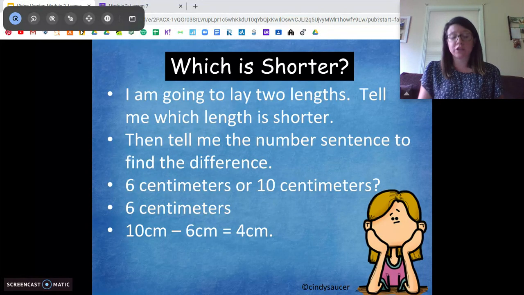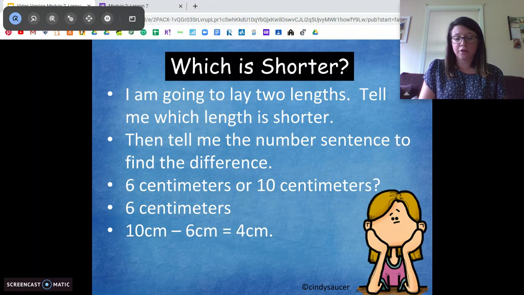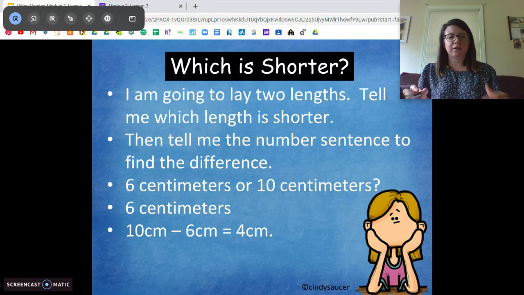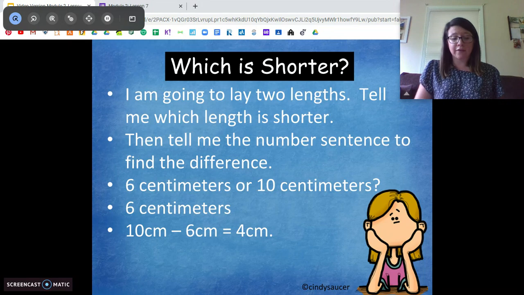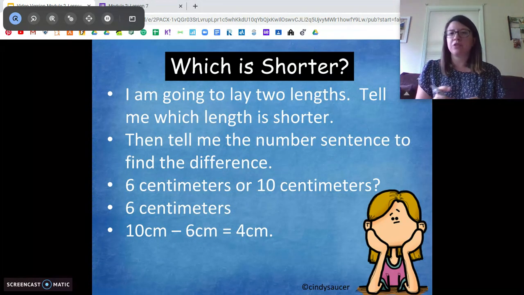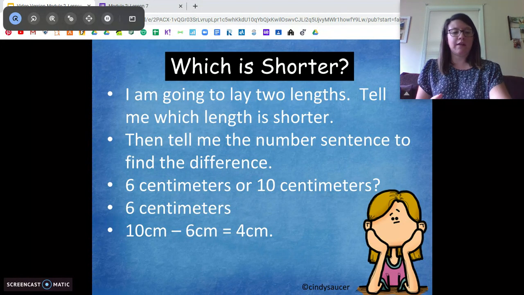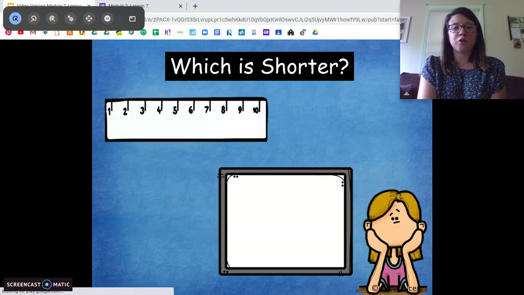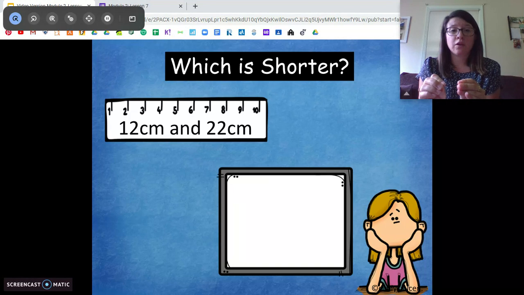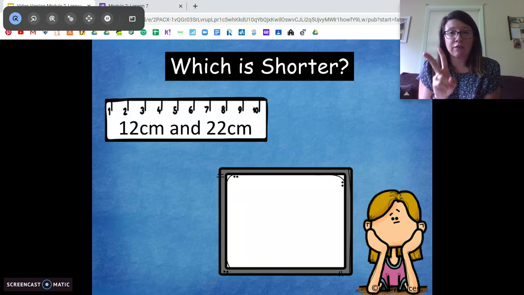On your paper, you can just write the subtraction sentence. So on your paper, all I need to see is this. You don't need to write the shorter length, but I want you to identify it in your head when we go over it so it's easier to write the subtraction sentence. All right. So here are the 2 lengths for the first one. 12 centimeters and 22 centimeters. Pause the video, tell me which one's shorter, and then write a subtraction sentence to tell the difference. Unpause when you're ready.